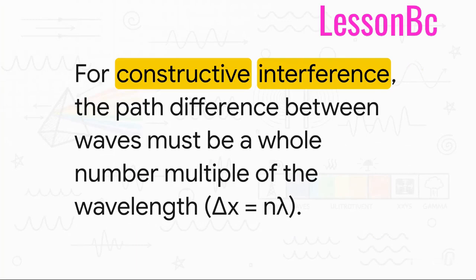So you might be wondering, can we actually predict where those bright spots are going to be? Oh, absolutely. It all boils down to this thing called path difference. And all that is just how much farther one wave has to travel to get to a certain point compared to the other wave. To get a bright spot, that extra distance has to be exactly a whole number of wavelengths. 1, 2, 3, you get it. That's what makes sure they arrive perfectly in sync.